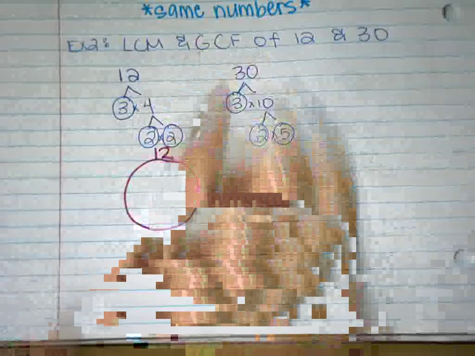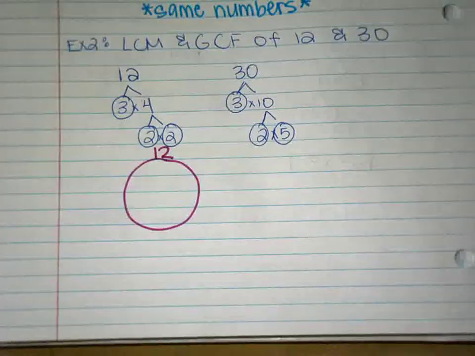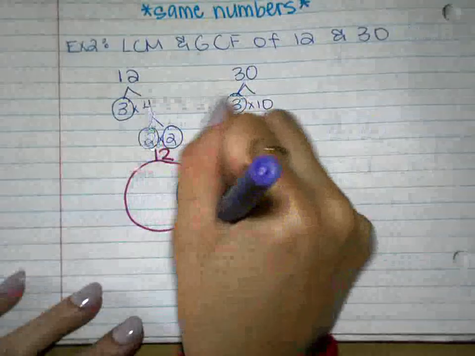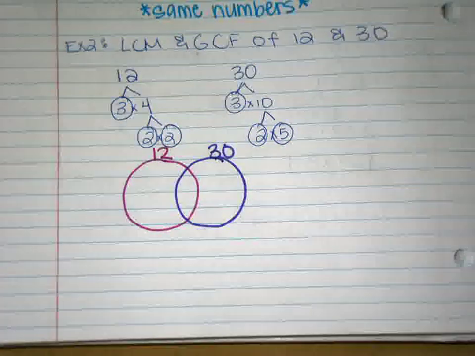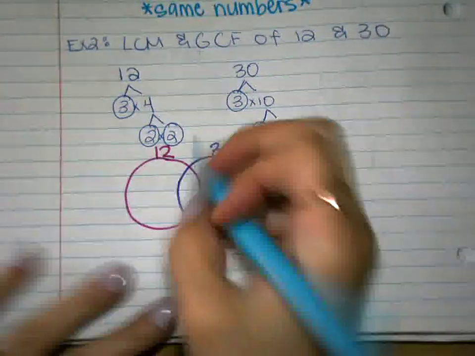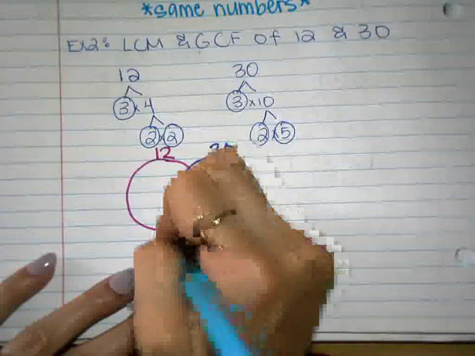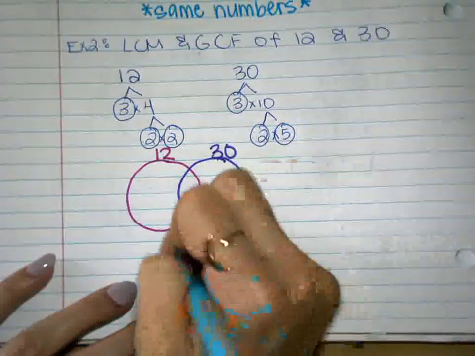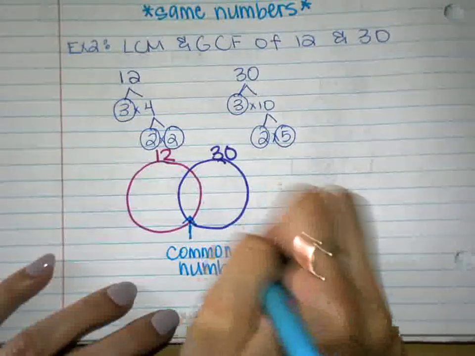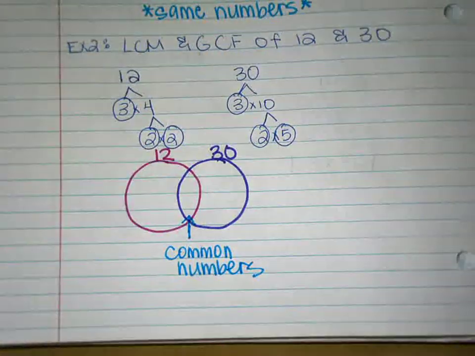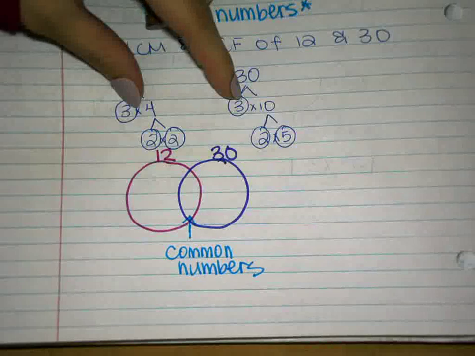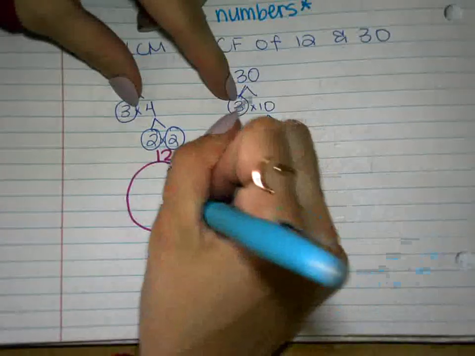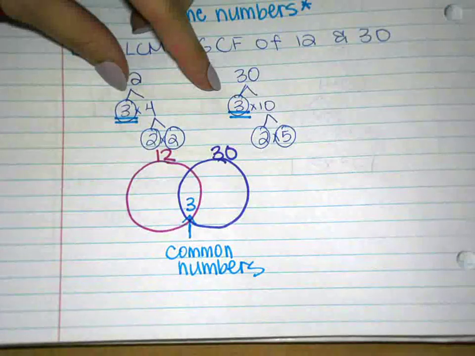I have my circle for 12. I have my circle for 30, and then I have my space that is in between, so I have my numbers that are common, my common numbers. So that's what I want to do first. Let's first find our numbers that are common. So I see a 3 in 12, and I also see a 3 in 30. That means that I'm going to write down a 3 in the middle because I see a 3 that they have in common.